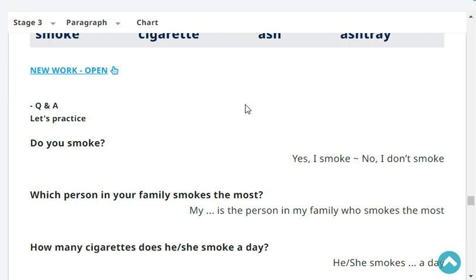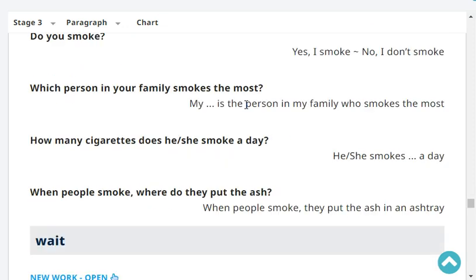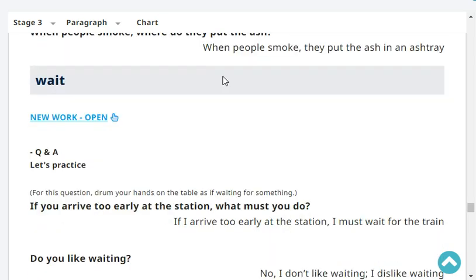Which person in your family smokes the most? Nobody in my family smokes. Very good. When people smoke, where do they put the ash? When people smoke, they put the ash in an ashtray. Very good.